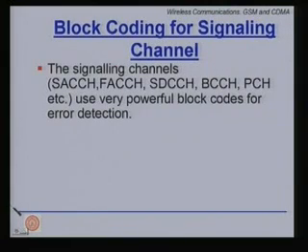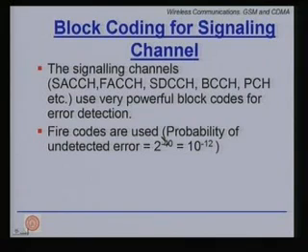Block coding for signaling channel. Please note that we also have signaling channels. It is important to protect the data being sent over those signaling GSM channels. So, these are the signaling channels which we have studied in the previous class. They must use very powerful block codes for error detection, because if your signaling information goes haywire, then the rest of the information will be useless. So, it is important to protect the signaling channels.